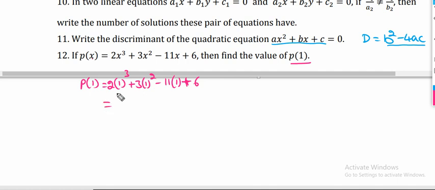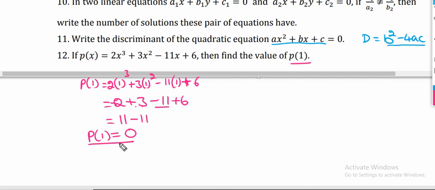Now you have to observe here, 1 cube means 1, that means 2 into 1 is 2, plus 1 square is 1, 3 into 1 is 3, minus 11 into 1 is 11, plus 6. Here you do one thing, first you consider all the same symbols. Here plus 2, plus 3, plus 6, you have to add these three. 6 plus 3 plus 2 gives you 11. Here there is a minus 11, you write this minus 11 as it is. 11 minus 11 is 0, that means the value of p of 1 is equal to 0. This is the answer. So then we move on to the next question.